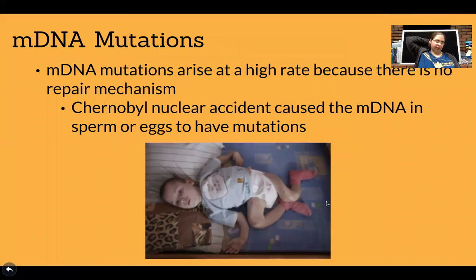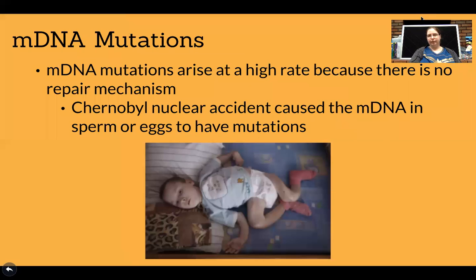mDNA mutations. So mDNA is mitochondrial DNA. Mitochondrial DNA can have an increased rate of mutations occurring, simply because it does not have any repair mechanism. Later on, in section 6, we're going to talk about some ways that our DNA can repair itself if it finds a mutation. But there are no repair mechanisms in the mitochondrial DNA. So therefore, if a mutation occurs, we tend to see these more often than in your nuclear DNA.